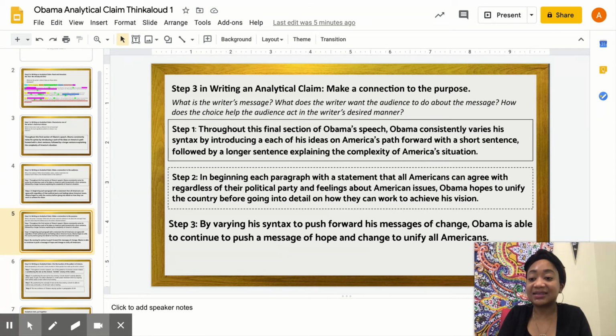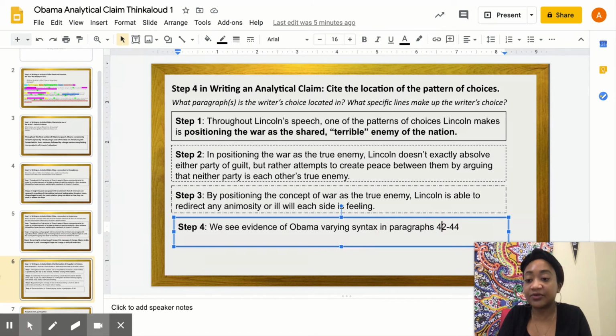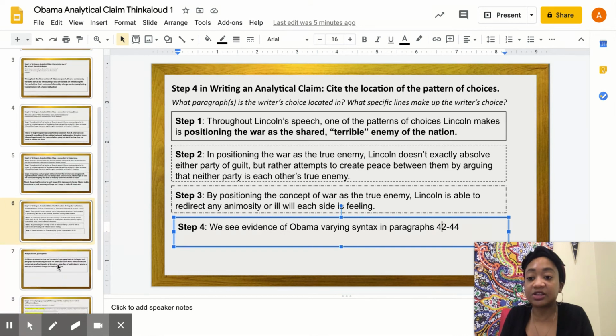And my last step is to just name and cite the location of my evidence, right? And the syntax happens in paragraphs 42 and 44. Now, we wrote 4 sentences, but an analytical claim is only 1 sentence. So we're going to take the best pieces and parts of those sentences and turn them into one. So let me show you what this looks like.